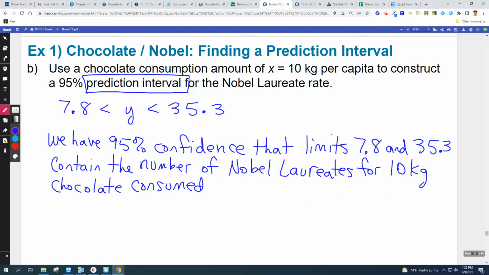And again, this predicted interval is a range of likely Nobel laureates, so we've got some kind of sense of how accurate the predicted number is. What was the predicted number? 21.5. We've got a pretty good idea, a good feeling that that's accurate.